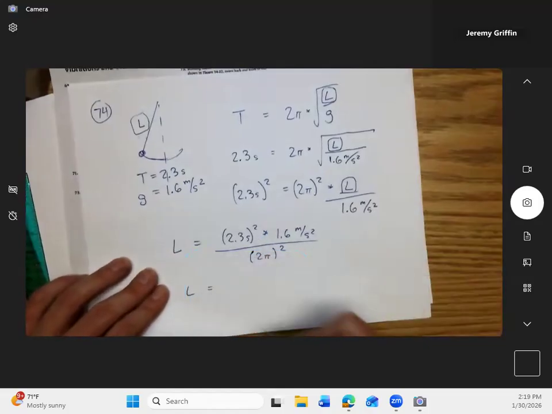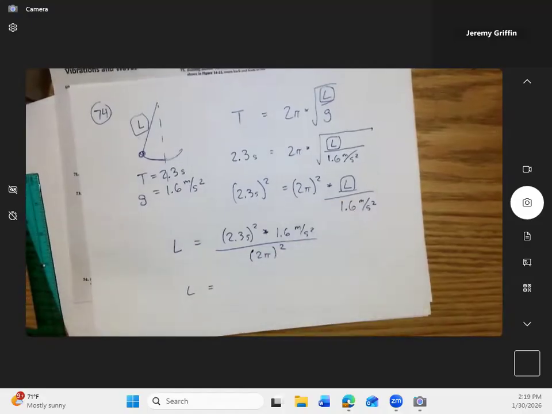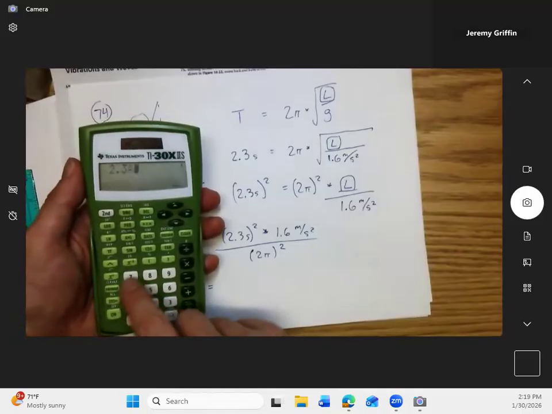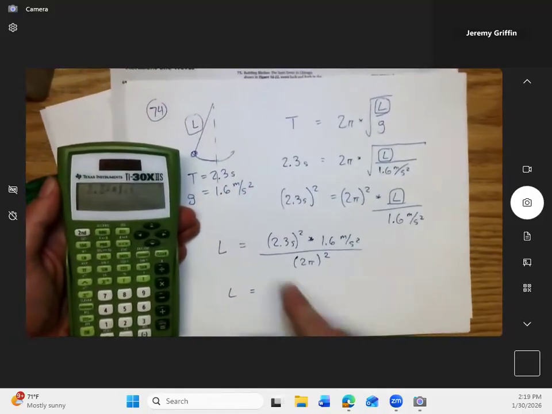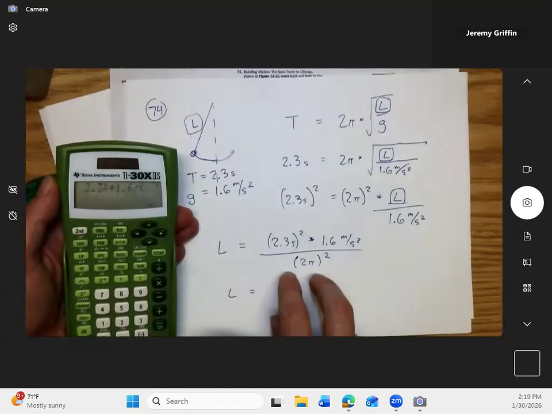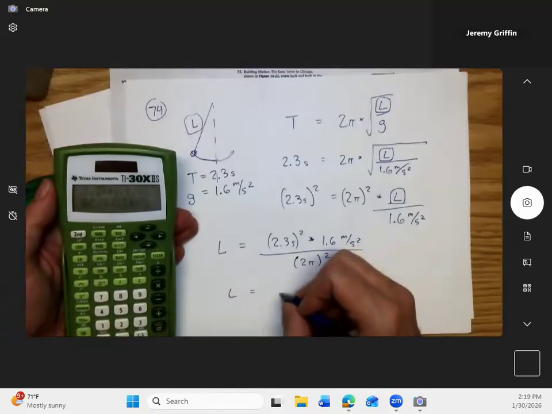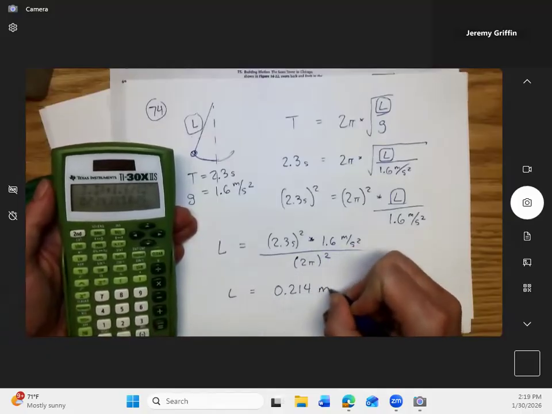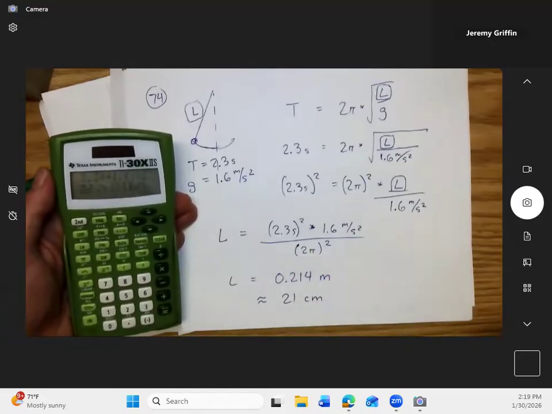Is that a times? So it's a multiply? Yeah, times this, that's a little multiplier right there. 2.3 squared, 1.6. It's probably a good idea to do some calculator practice, making sure you're getting all the parentheses where they go. I'm getting this many meters. That's about 21 centimeters.